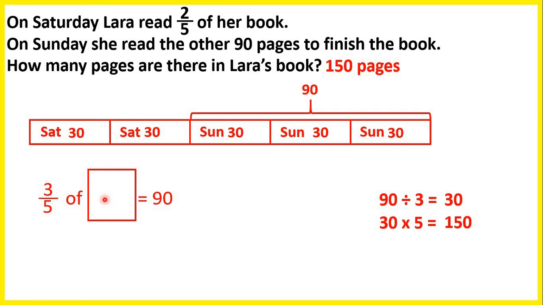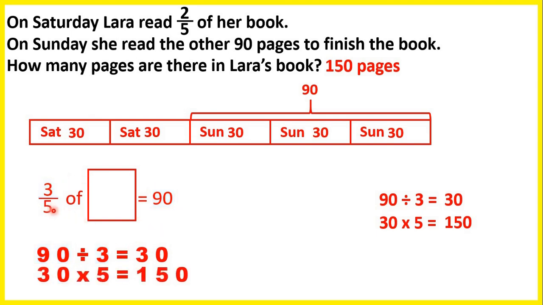But here, because it's a missing number problem, we need to use the inverse, or do the opposite. So we can divide the answer by the numerator, and 90 divided by 3 is 30, and then we can multiply that by the denominator, and 30 times 5 is 150. And you can see that we follow the same steps, so divide by 3 and multiply by 5, whether we're writing it as a missing number fractions problem or as a bar model.